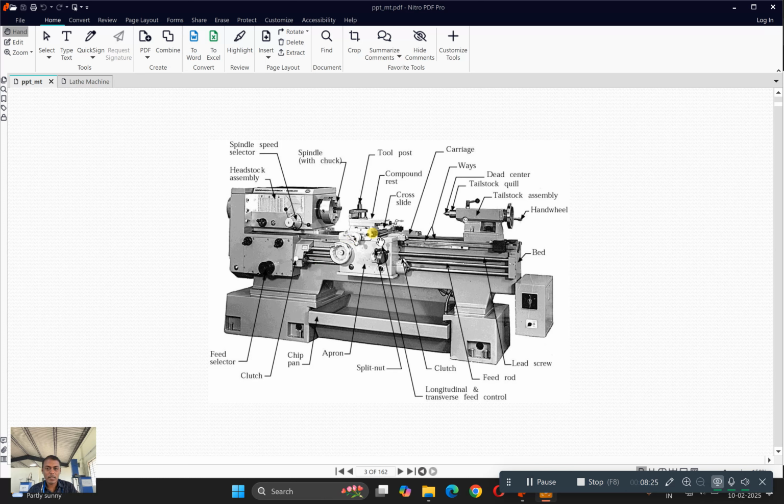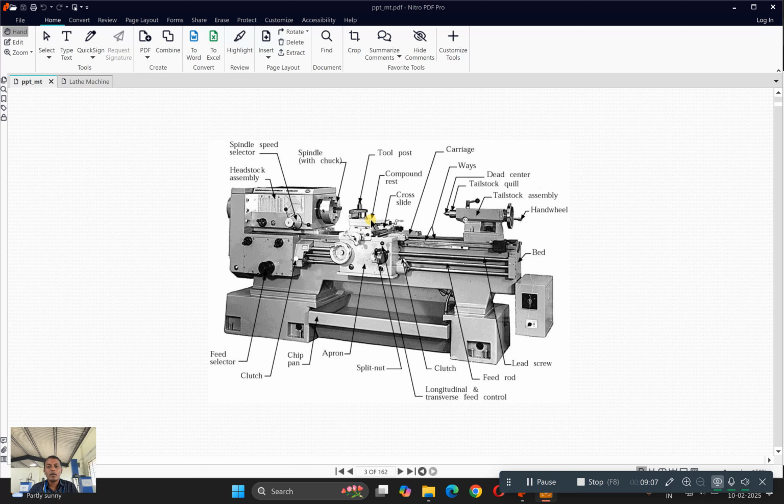Then at the top of this apron we have something called the saddle, which is hutch shaped. When we see it in the top view, it has a hutch like shape. The cross section will be hutch like. Then there is the cross slide. The cross slide is a portion where we can move the tool post front and back. Actually the carriage is used to move this entire tool post from left to right, but this cross slide is used to move the tool post front and back. That is the function of this cross slide.